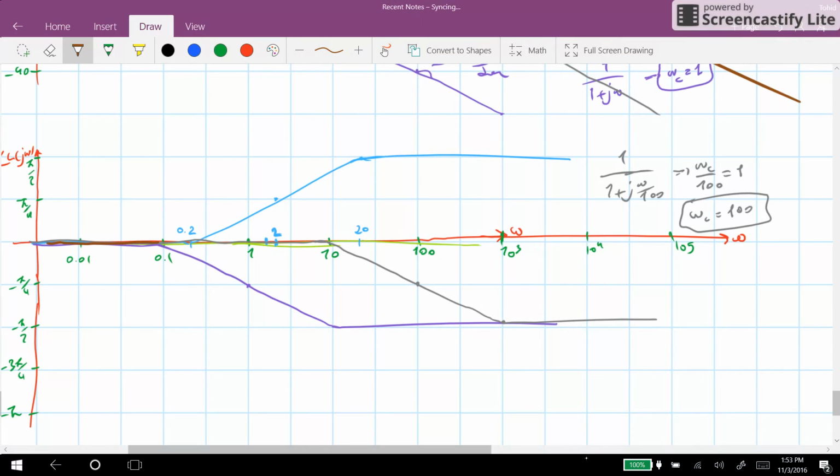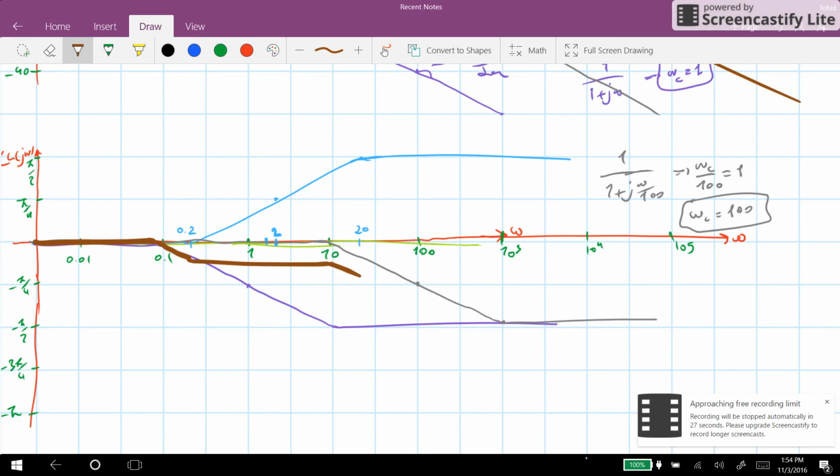So until 0.1, we will have 0 degrees. Then until 0.2, we will have some negative value. Afterwards, we will see the effect of the zero appearing, and until omega equal to 10, we will have a constant value, because the phase coming from the zero and pole will somehow cancel each other's effect, and we will have some negative value because the pole is closer to the origin than the zero. And afterwards, we will see the effect of the second pole, and the phase will start to decrease.